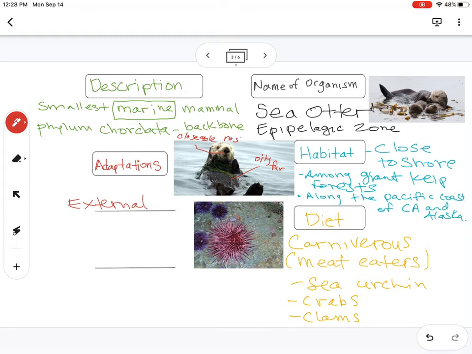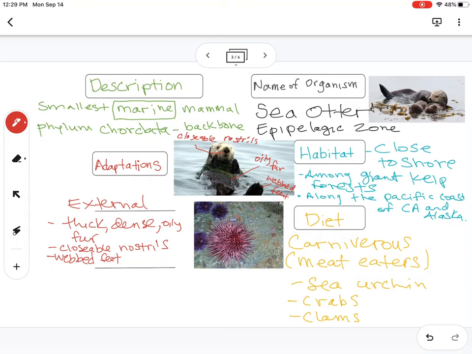closable nostrils. When they dive down deep to swim in the ocean, to hunt, they can close their nostrils, and that helps them from getting water into their body. So they have thick, dense, oily fur. They have closable nostrils. And what you can't see here very well, but maybe if you look carefully, they have webbed feet. They have webbed feet. And those webbed feet act like flippers so that they can swim fast.